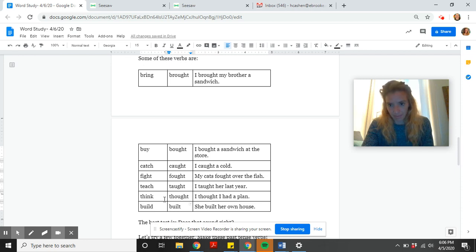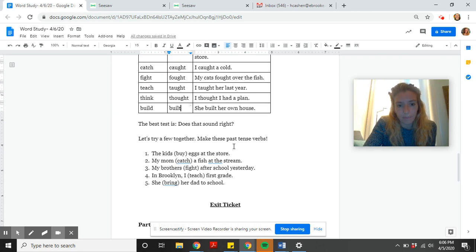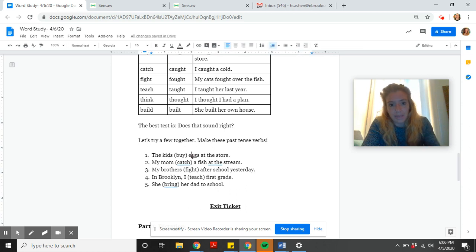Now, the thing to remember for today's irregular verbs is that they're going to sound like walk. But if they have the sound AUGHT, and if they have any other sounds as scripted, you're going to end with OUGHT. All right, that was a lot of stuff to pack in. Let's try a couple together. We're trying to make these past tense verbs.